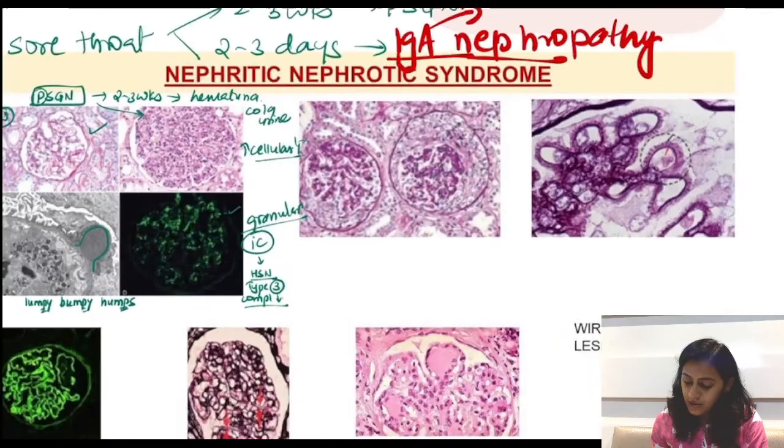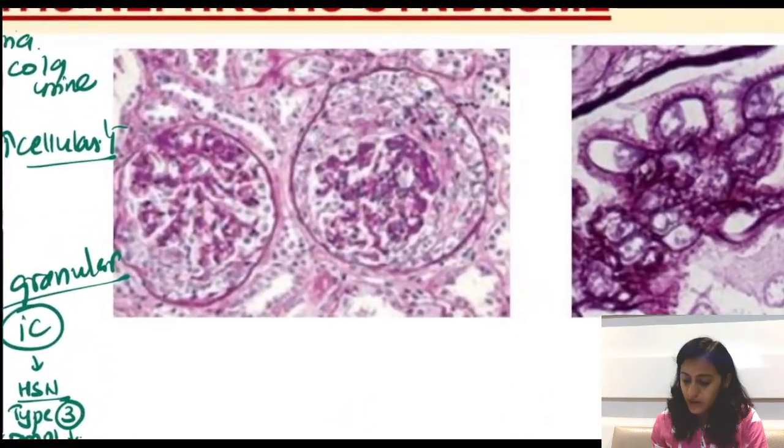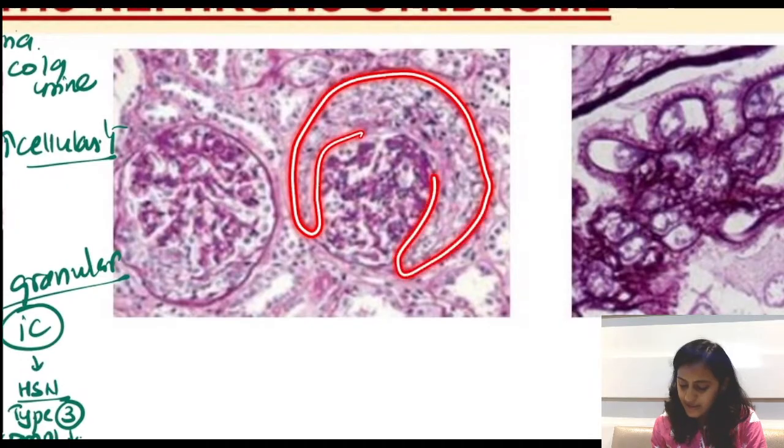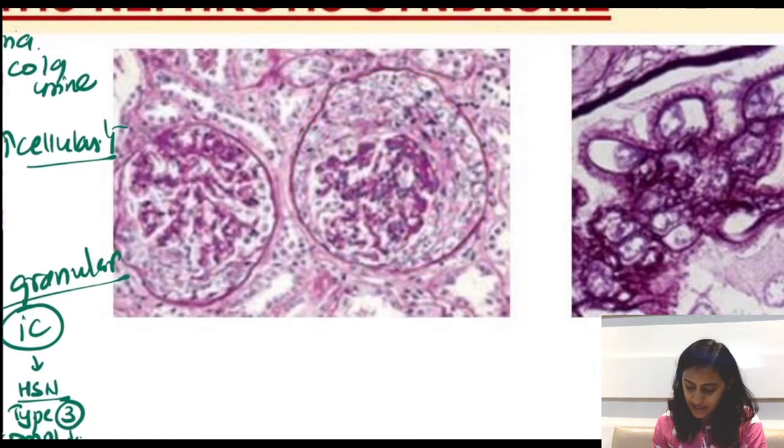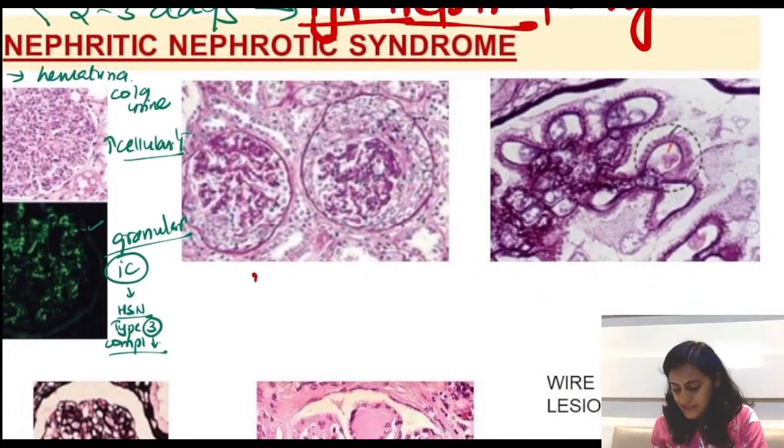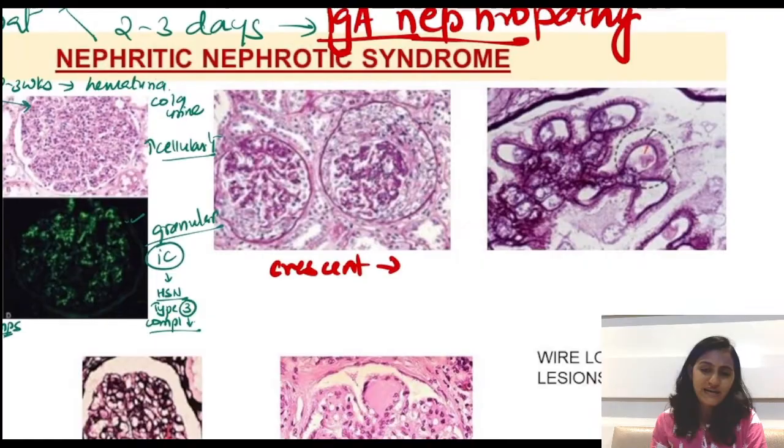Okay. Going to the next one, what are you seeing in this image here? Look at this one. The crescent shape is what you are seeing here. So basically this is crescents. Wherever you see crescents, it is also called Berger's disease. Very good, Ananya, that is Berger's.